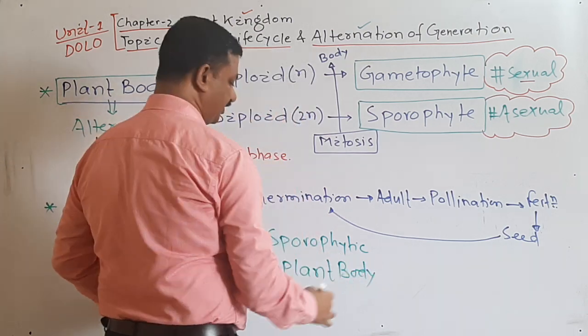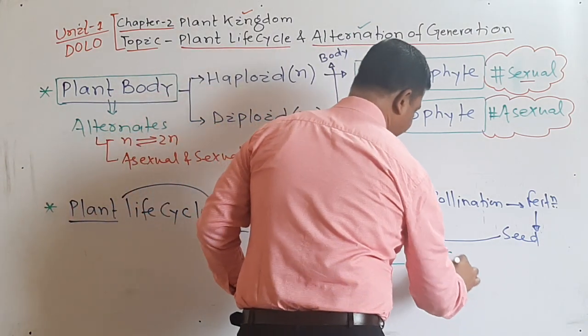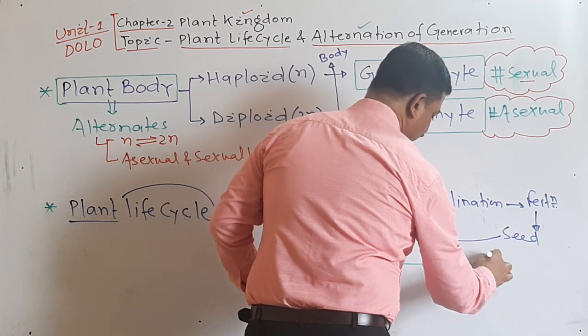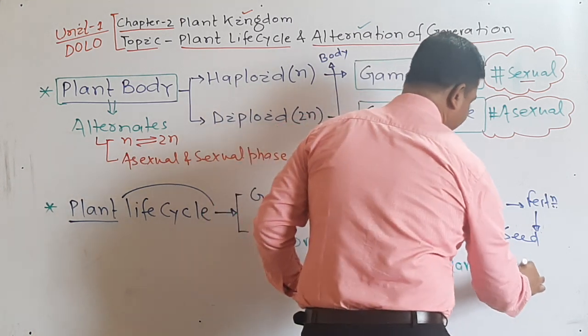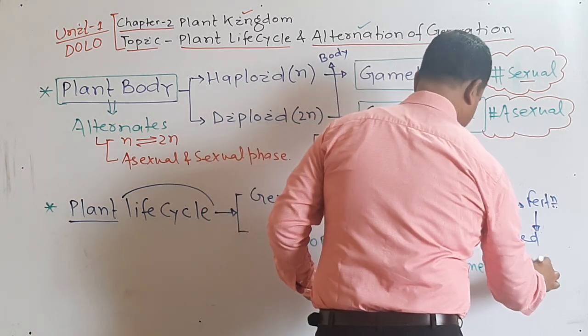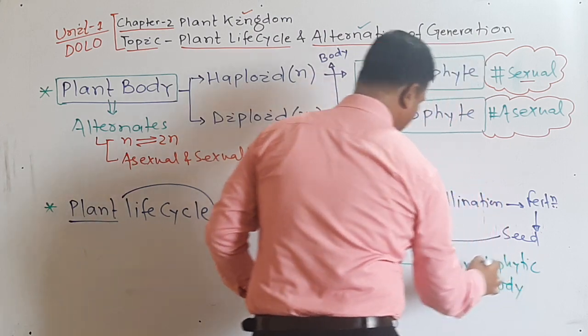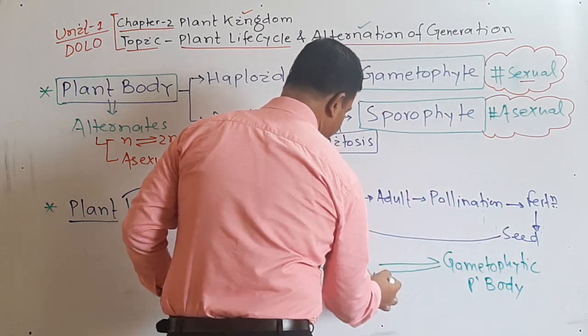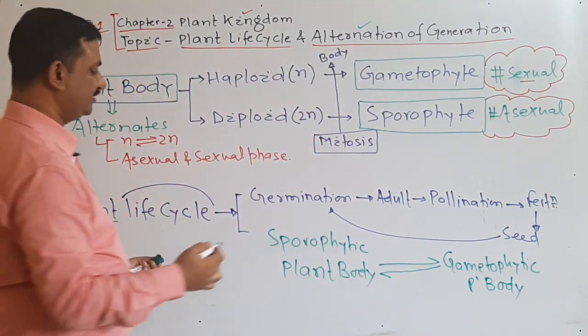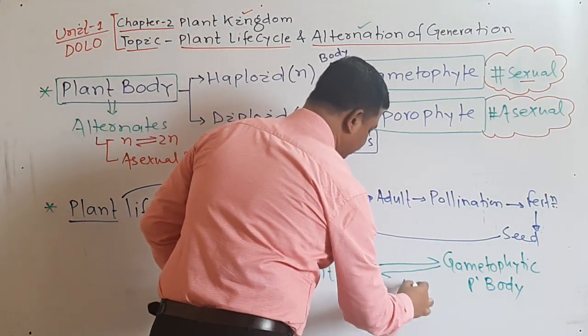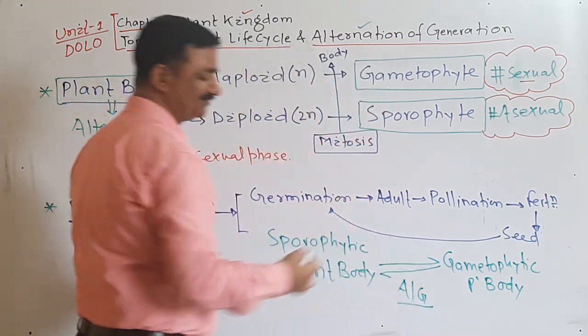And that sporophytic plant body will form gametophytic plant body. Again this gametophyte will come to sporophytic plant body, and this is called alternation of generation. Is it clear?